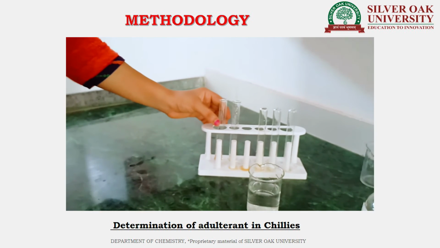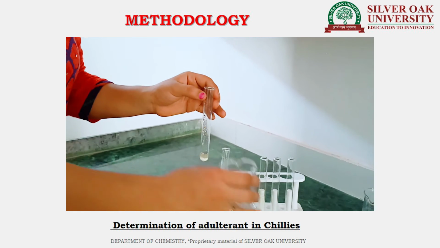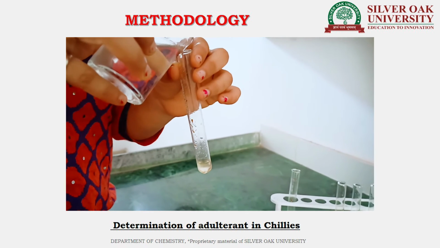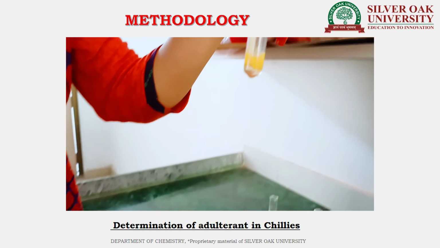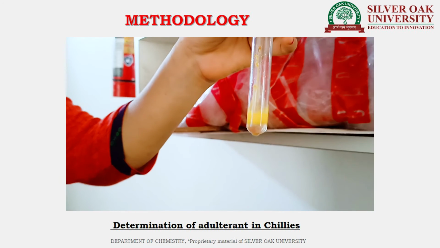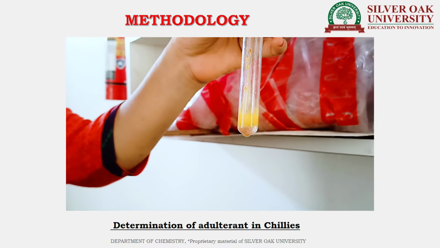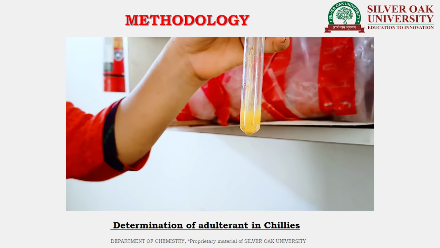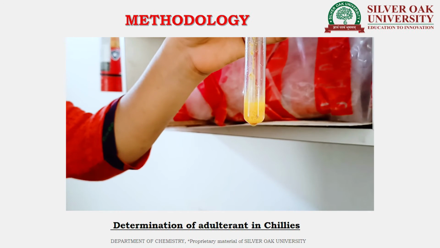Now let us check the second sample and again add potassium iodide to it. On addition of potassium iodide, you can see that there is a presence of yellow precipitate, which indicates that the second sample is adulterated with red lead salt.